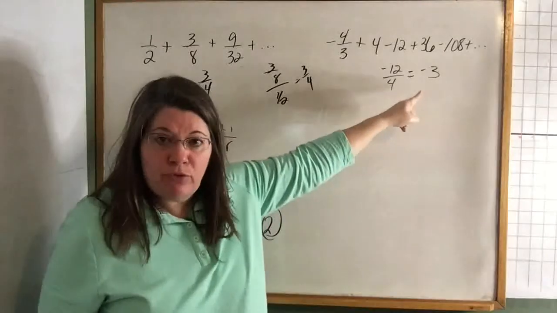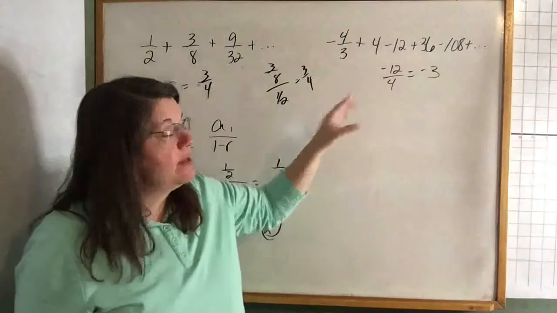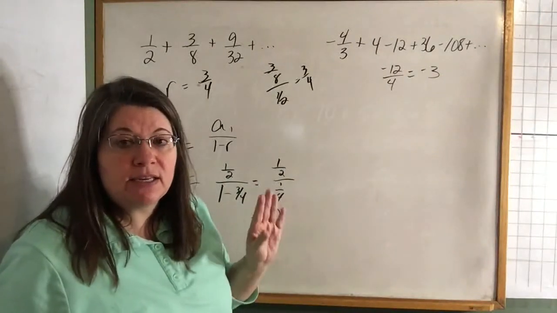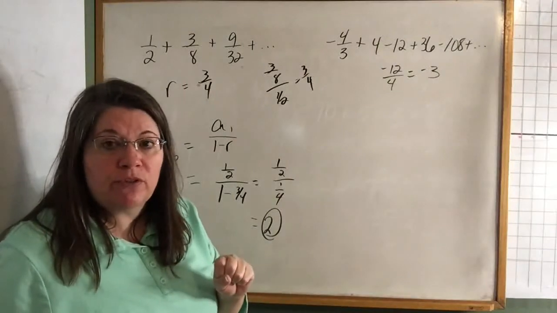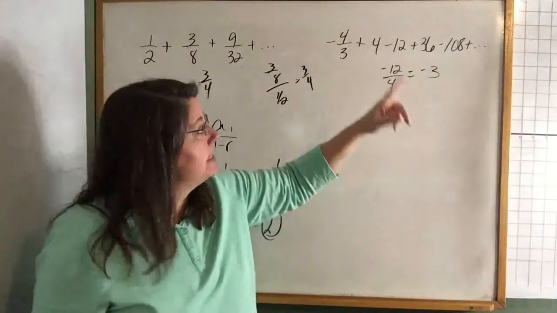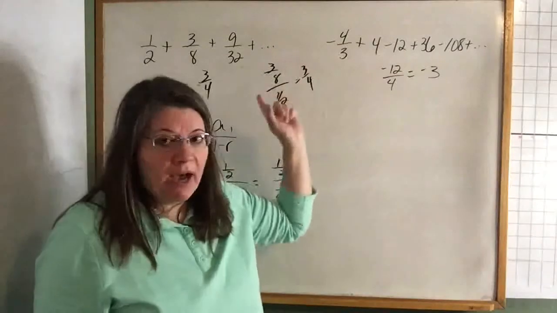The absolute value of -3 is 3. That's greater than 1. This one is not an infinite series. It does not come to an end. It does not approach 0 as we move further toward the end of the series. The numbers are getting bigger and bigger. In fact, they're going back and forth between positives and negatives.